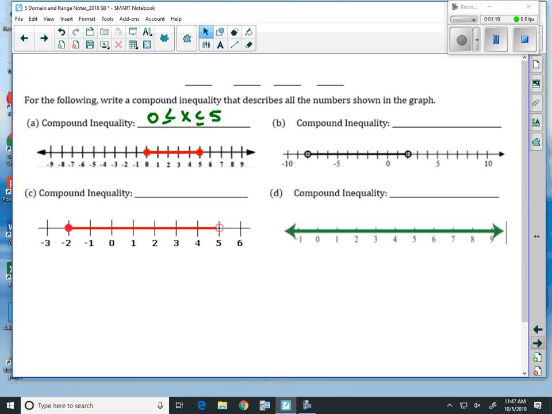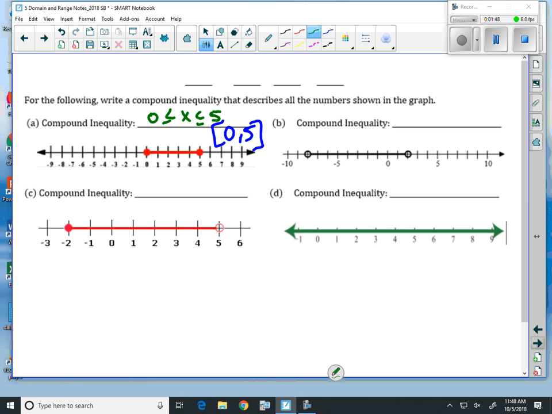We're also going to practice writing interval notation. For interval notation, we would have 0, 5. Am I going to have a parenthesis or a bracket on the 0? A bracket. Bracket means equal to. And a bracket on the 5. So you can write it both ways, with a compound inequality or in interval notation. You just have to be careful on which way I ask you to write it.